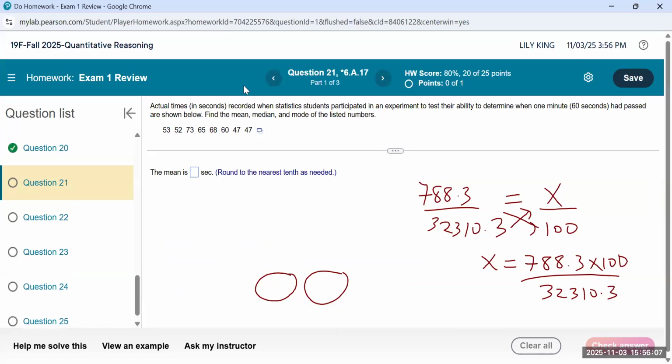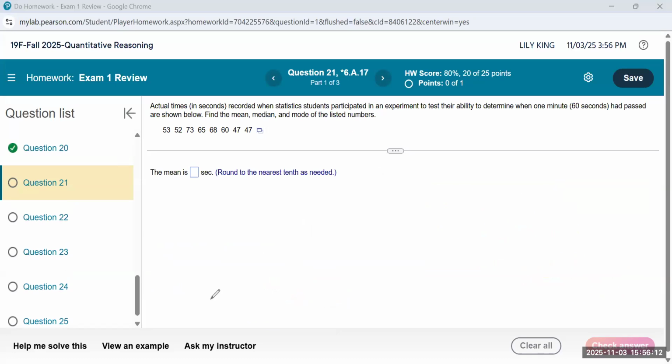All right, now the next part is mean, median, mode, which is descriptive statistics. So to find a mean, which another name is the average, you have to add up all these values to get a total. So 53 plus 52 plus 73 plus 65 plus 68 plus 60 plus 47 plus 47 gives a total of 465. And then you divide by how many data points are there? 1, 2, 3, 4, 5, 6, 7, 8. And this is 58.1 if you leave it to 1 decimal place.